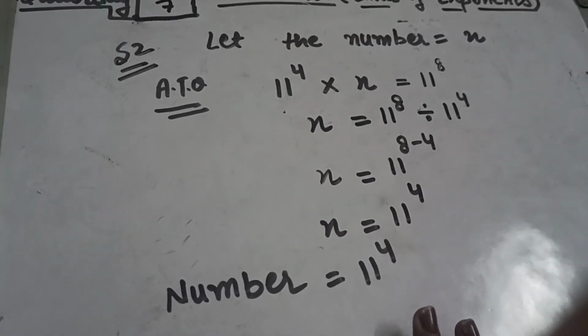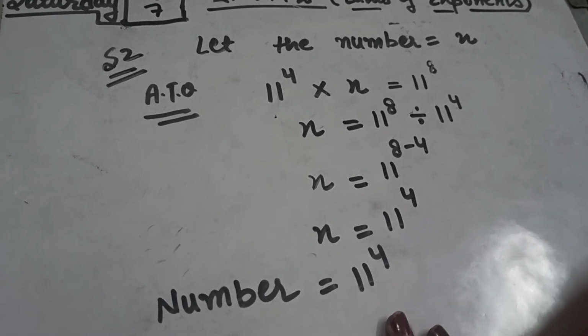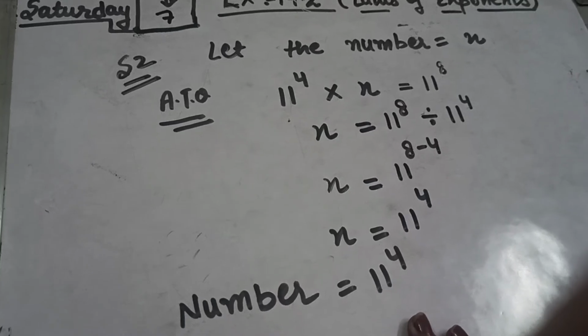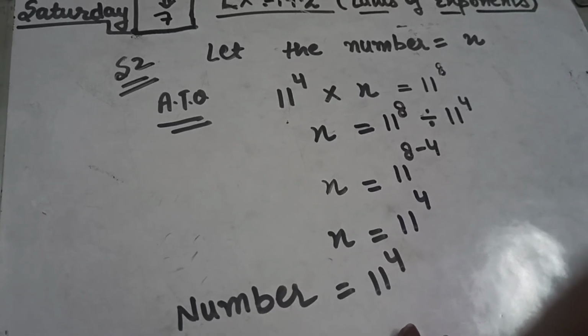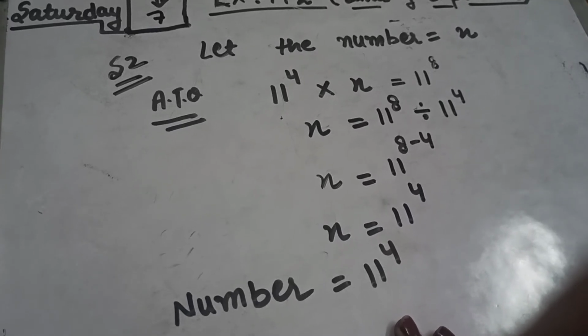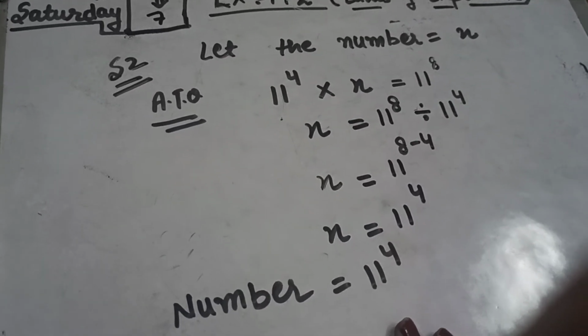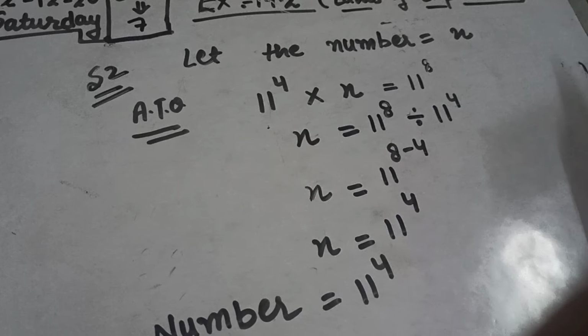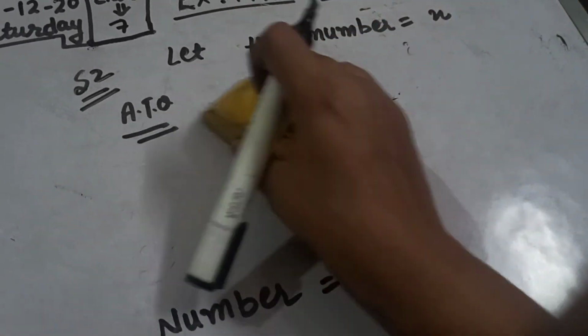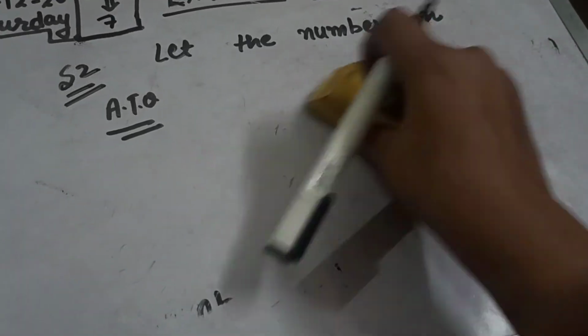So it is very easy, right? Now come to the S3. By what number should 13 to the power 2 be divided to get the quotient as 13? Only as 13. Right? So again we will take that number.